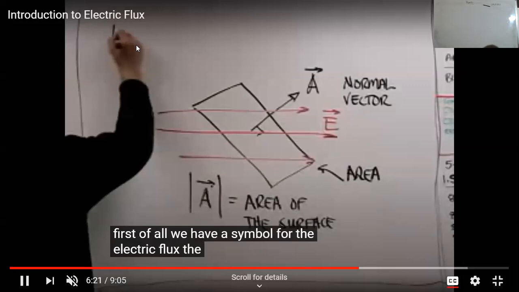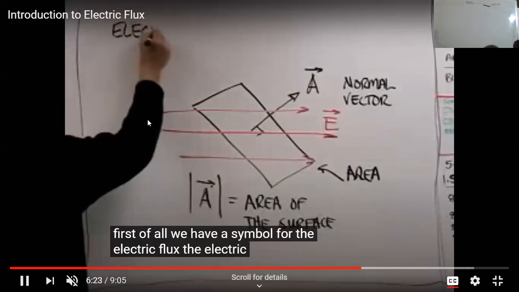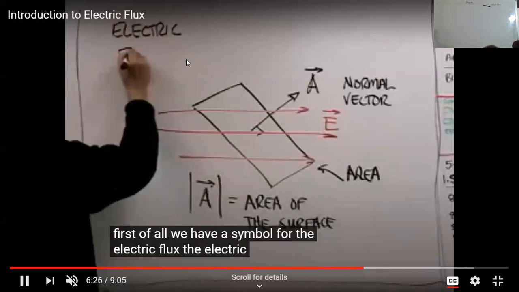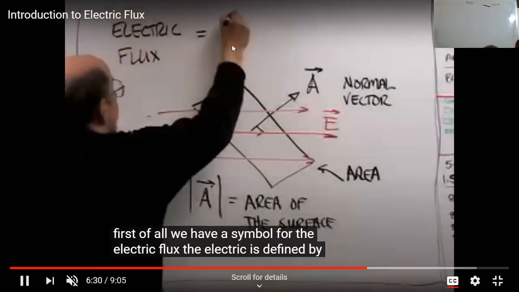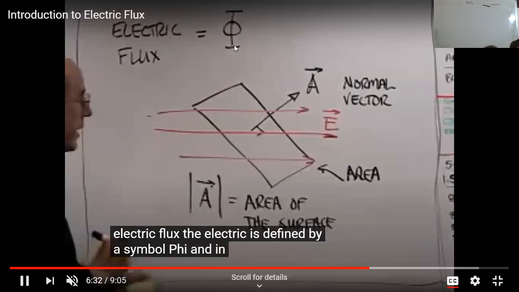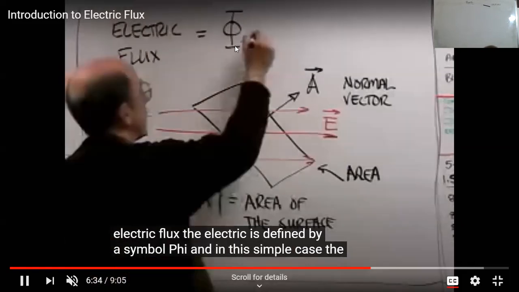So electric flux, the symbol for electric flux is phi. We will put a 0 and put a line through that. That is the symbol. This is the symbol of electric flux, phi.